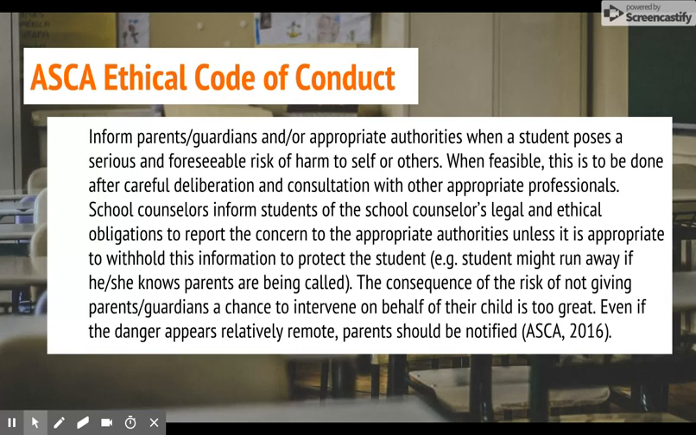So, for example, if the student will run away if you told him or her that they would be calling their parents, the consequence of the risk of not giving parents or guardians a chance to intervene on behalf of their child is too great. Even if the danger appears relatively remote, parents should be notified.